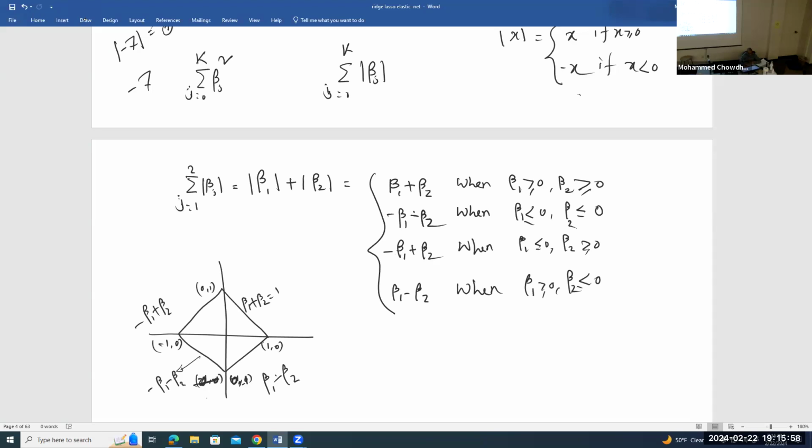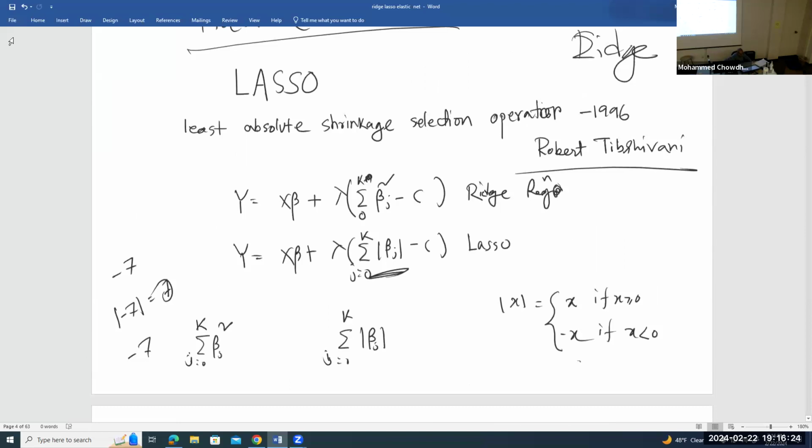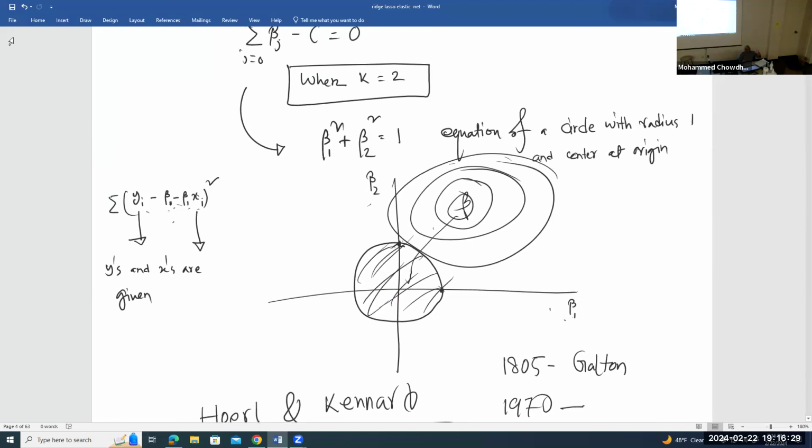So this equation is the graph of a diamond, right? And this is the point of discontinuity, right? This is beta 1 and this is beta 2, right? And as I mentioned earlier, my purpose, I am discussing it in two dimensions. Various values of beta 1 and beta 2 I put here, and I am getting the contour plot. This plot is known as the contour.